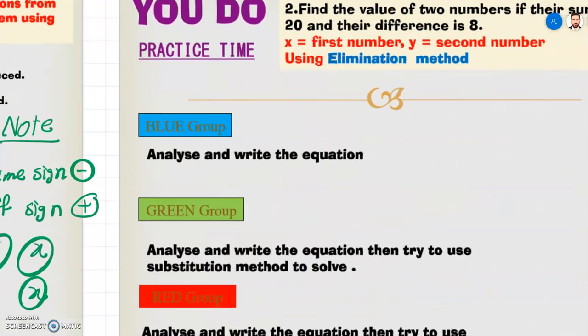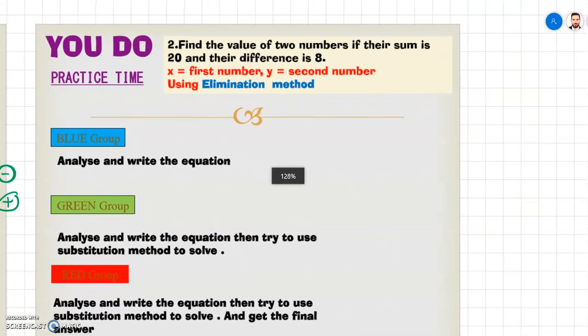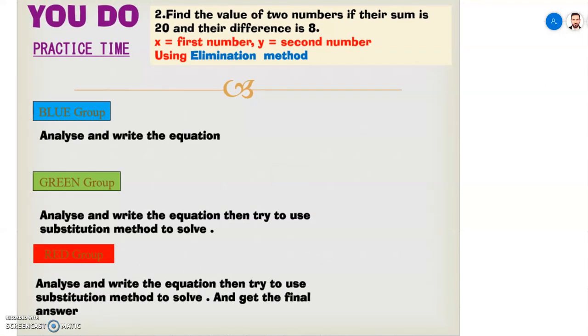Let's move to the third slide. It's you do questions. This question is an independent task. You should do it by yourself, guys, and try to get your answer. The answer I will provide in your worksheet.